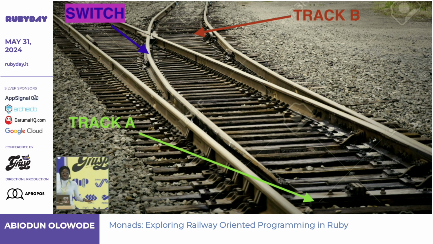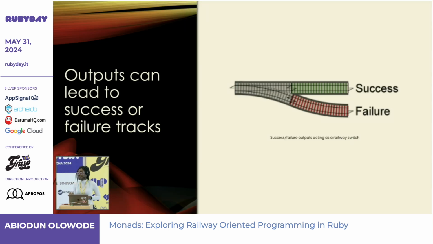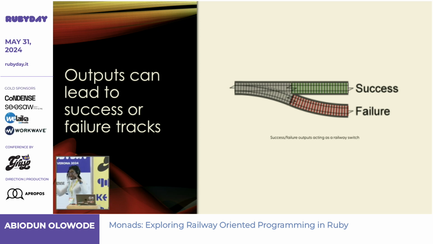What has any of this got to do with us? So Scott found a way to utilize that same analogy for error handling. And now we have two tracks, a success track and a failure track. In essence, a process comprises several functions, right? So let's say you have a full process. It's a combination of several other tiny processes.